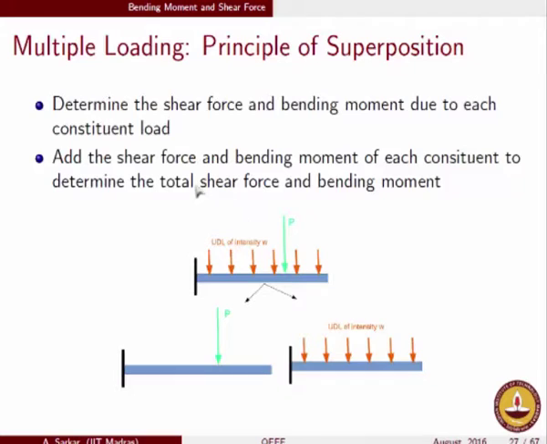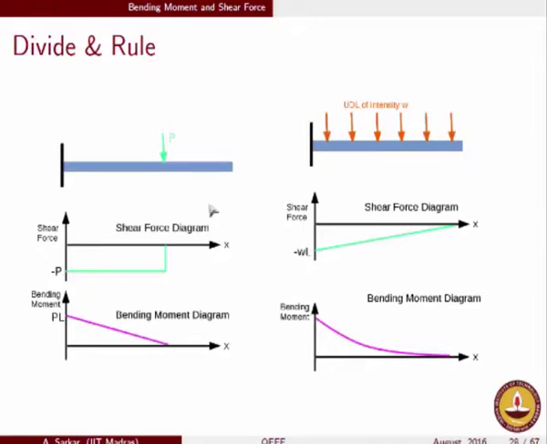So this is the approach that I will be proposing. Determine the shear force and bending moment due to each constituent load, then add the shear force and bending moment of each constituent load to determine the total shear force and bending moment. This will also work for deformations, as we will see. So this is the approach of dividing and ruling.